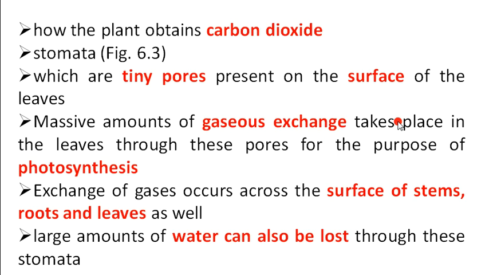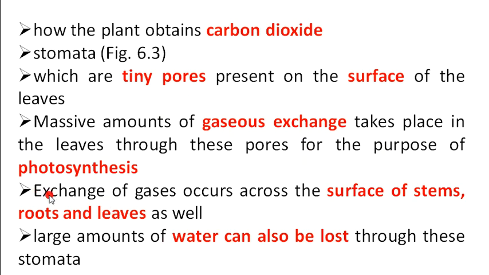Taking in carbon dioxide and giving out oxygen. As we know, trees give us oxygen and take in carbon dioxide. This process occurs through stomata. Stomata are tiny pores, and gaseous exchange occurs through these tiny pores. Massive amount means a large amount of gaseous exchange takes place in the leaf through these pores for the purpose of photosynthesis. So we can say these tiny pores are very useful for photosynthesis.